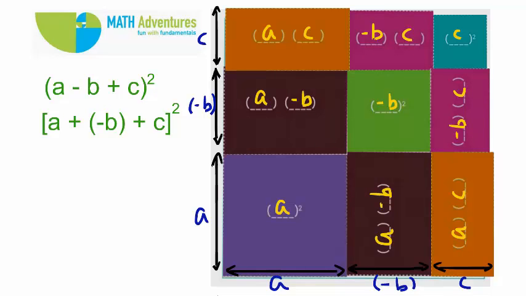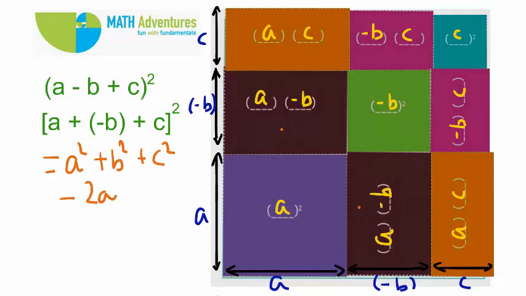Remember, the square of a negative number is always positive. Therefore, the three squares will never get hashed. So, we can say A minus B plus C the whole square is nothing but A square plus B square plus C square. Now, look at the two brown rectangles.